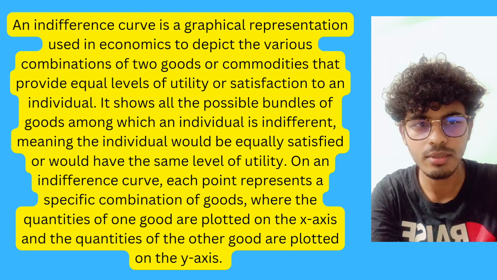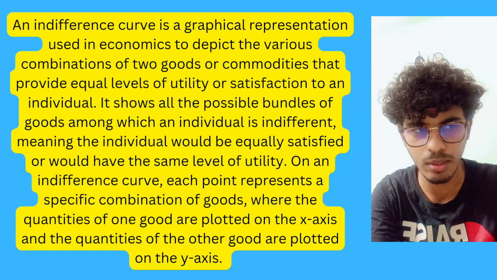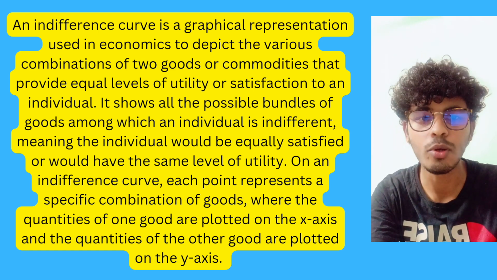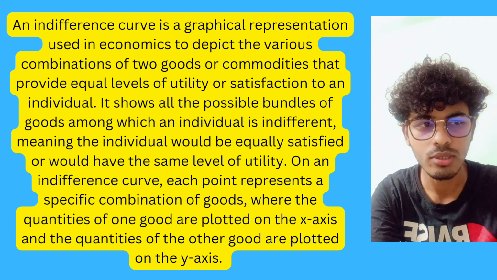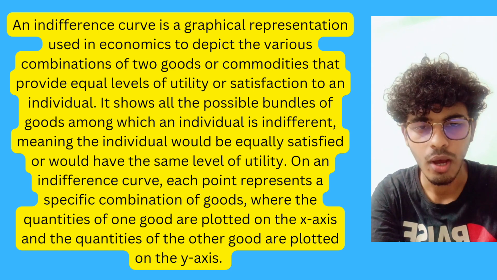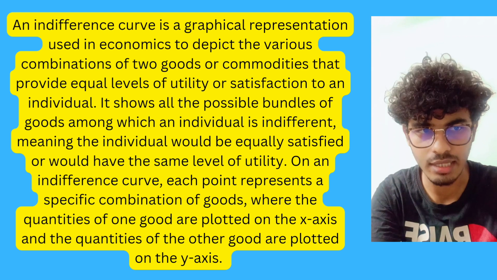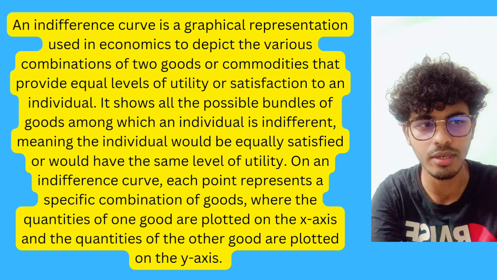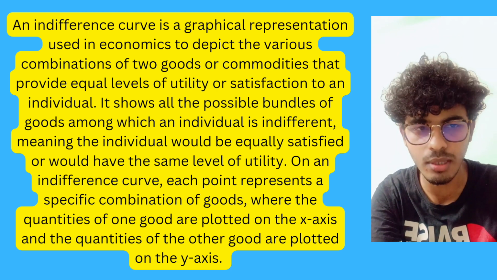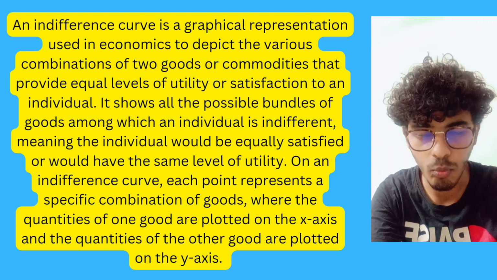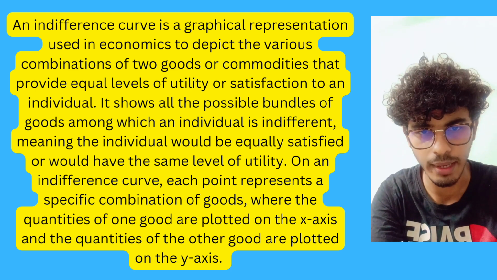An indifference curve is a graphical representation used in economics to depict the various combinations of two goods or commodities that provide an equal level of utility or satisfaction to an individual. It shows all possible bundles of goods among which an individual is indifferent, meaning the individual would be equally satisfied or would have the same level of utility. On an indifference curve, each point represents a specific combination of goods, where the quantity of one good is plotted on the x-axis and the quantity of the other good is plotted on the y-axis.